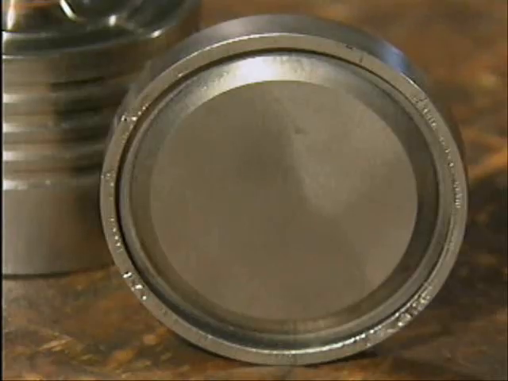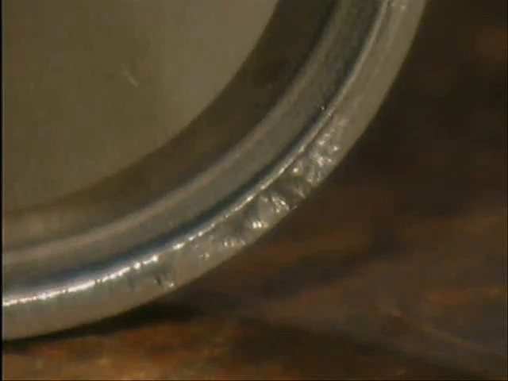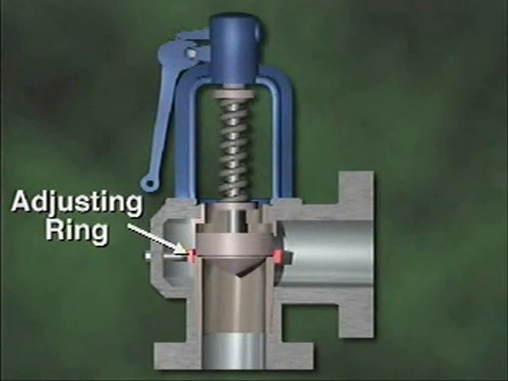up and down. Chattering can seriously damage both the disc and the seat because it promotes steam cutting. Steam cutting occurs when the velocity and the temperature of the escaping steam are so high that the steam cuts into the metal of the valve's disc or seat. Blowdown can be adjusted by changing the setting of the valve's adjusting ring.